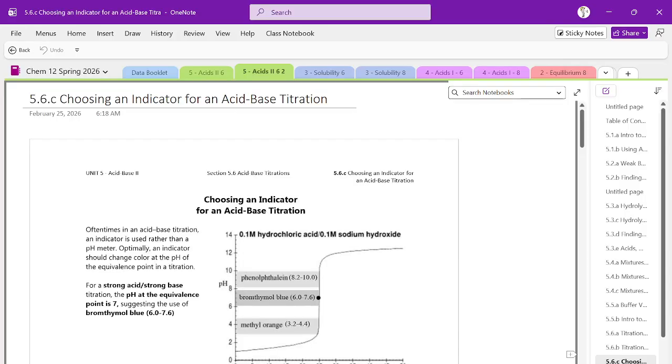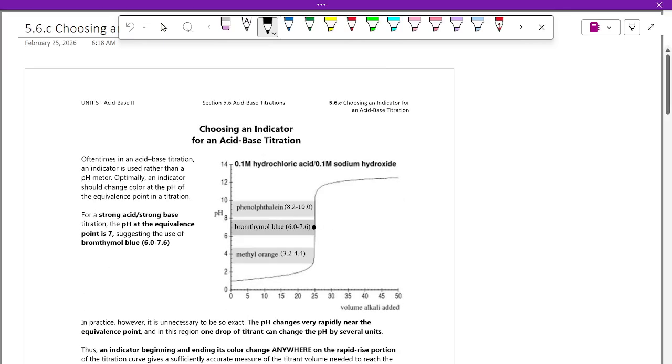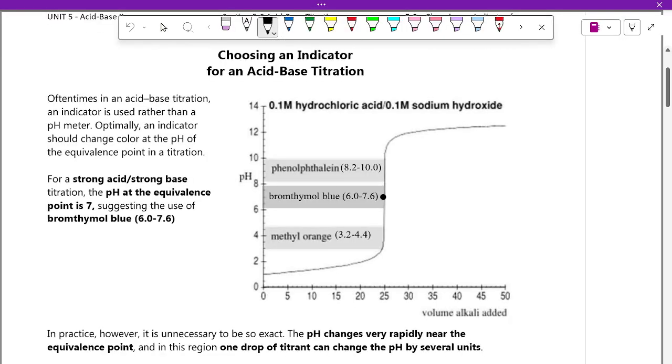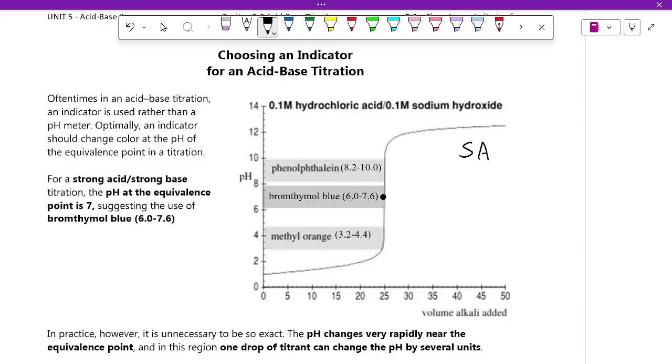We're going to go on to choosing an indicator. Choosing an indicator for an acid-base titration. Oftentimes in an acid-base titration, an indicator is used rather than a pH meter. Optimally, the indicator should change color at the pH of the equivalence point. But if you look at a strong acid, strong base titration, what do you notice about the pH at the equivalence point?